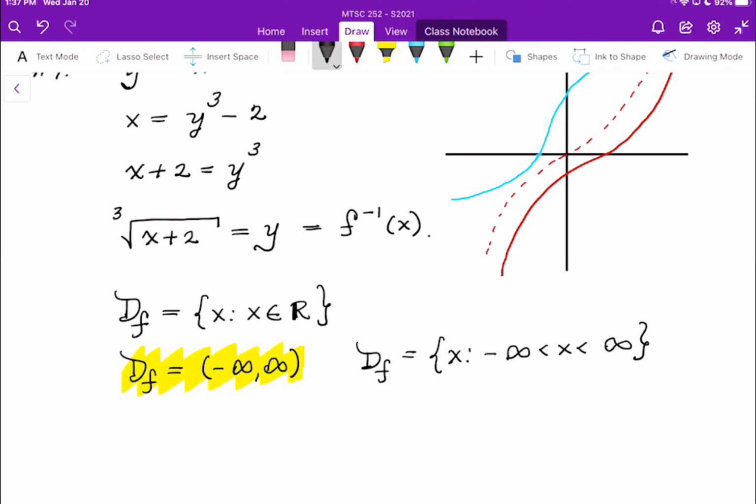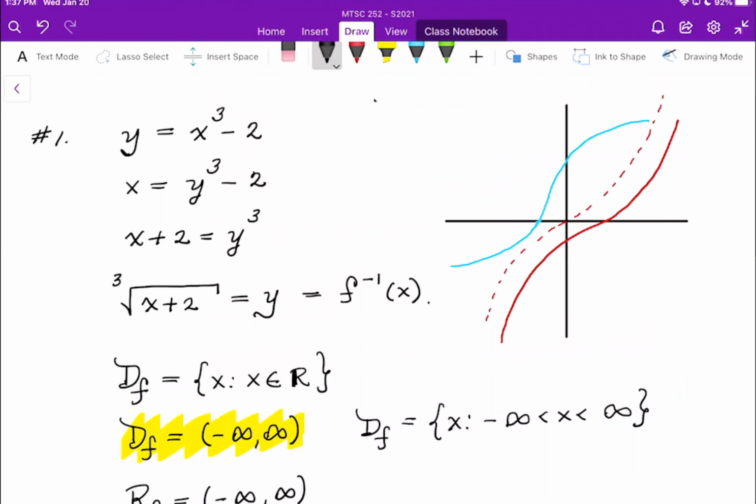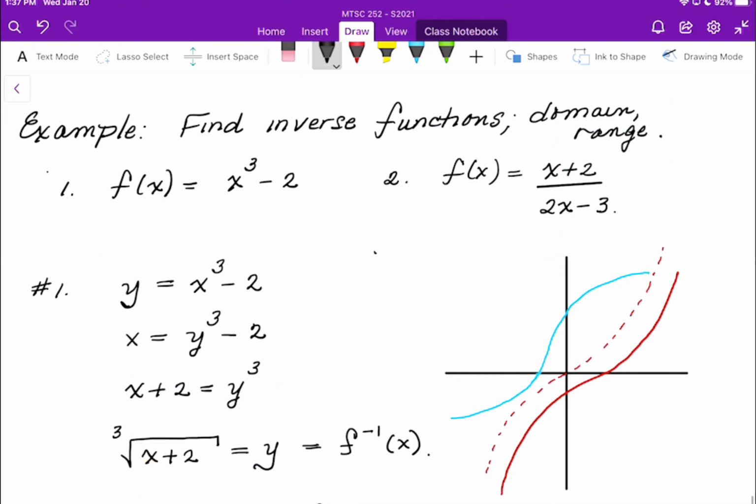What's its range? What can come out of there? Would it be negative infinity to infinity? That's exactly the range. Who was that? Benny. All right, Benny, that's good. Thank you for answering. No problem. Okay. All right, we have a more difficult problem here.